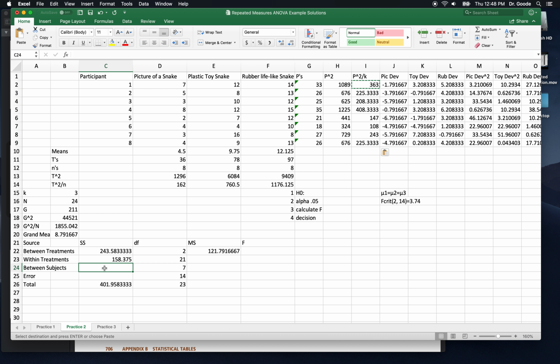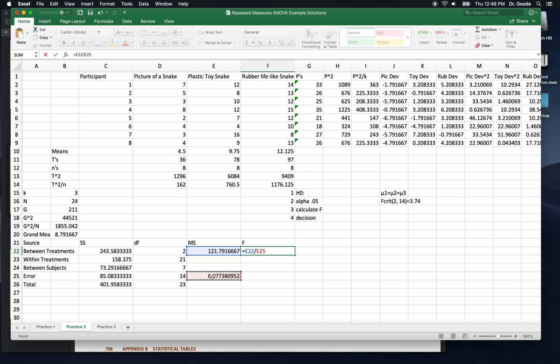All right, now we get what we need for between subjects. It's just the sum of P squared over k minus our friend G squared over big N. And now we can get error sum of squares by subtraction. Within treatments minus between subjects gives us sum of squares error. Now we can get mean square, sum of squares divided by degrees of freedom, and we can compute F as the mean square between treatments divided by mean squared error. That's our F. It is greater than this, so our decision should be to reject.